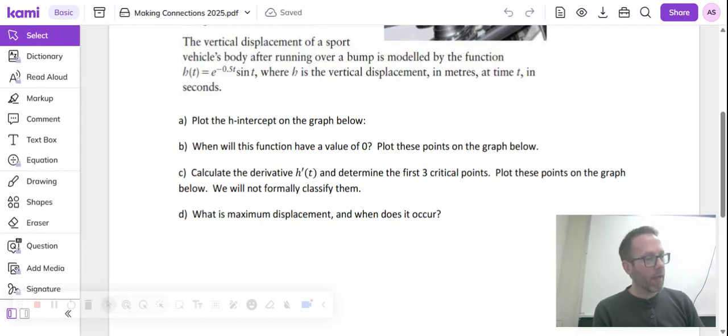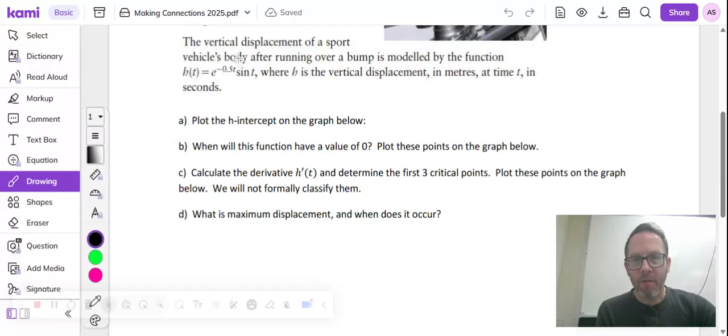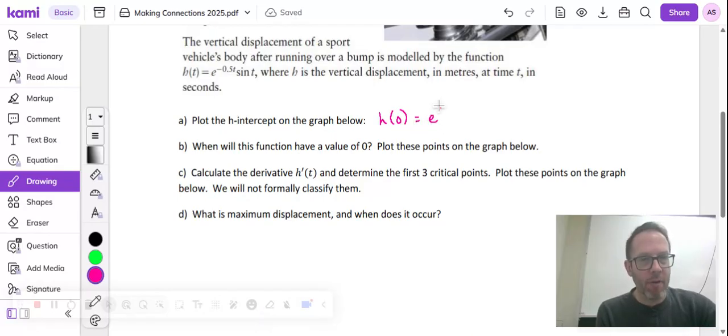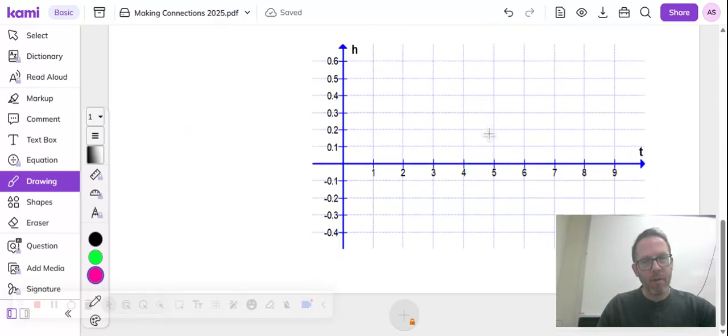So, first thing, we're just applying our algorithm for sketching. Look for intercepts. This one does have a y-intercept, in this case an h-intercept. We just have to find the value of the function when, in this case, t is equal to 0. And then you get e to the power of 0, which is 1, times the sine of 0, which works out to be 0. So this function passes through (0, 0). We can add that to our graph.